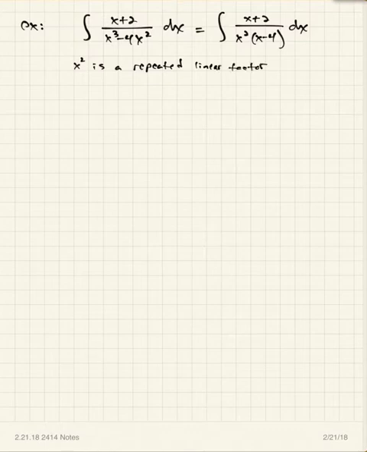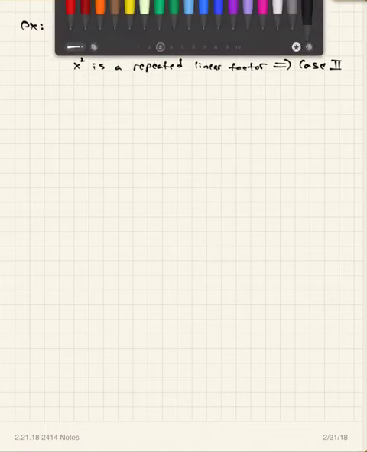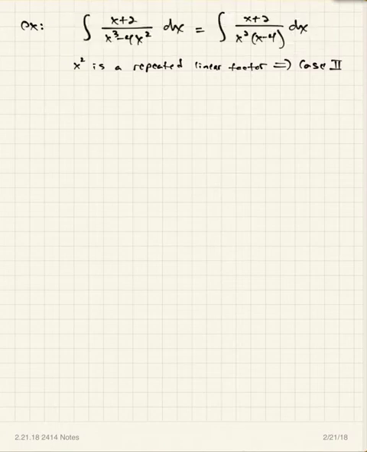Right, because it's x times x. And so this is case 2. We have a repeated linear factor. All right, so we go to a different color here, because what are we going to do? We're going to do some scratch work. We're going to take the integrand, the expression we're trying to find the antiderivative for, and we're going to write out a decomposition for this.